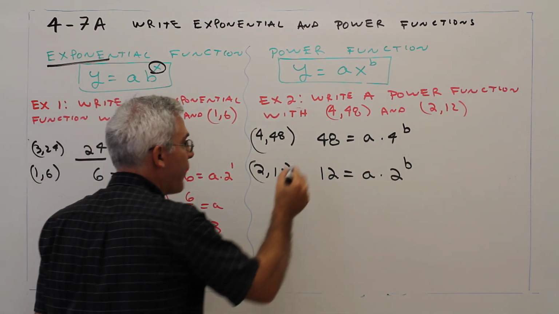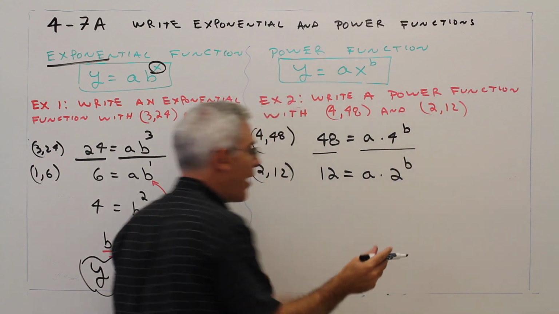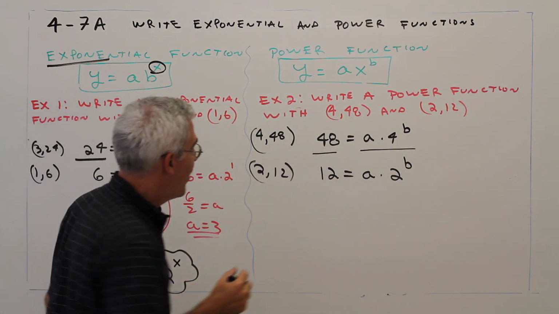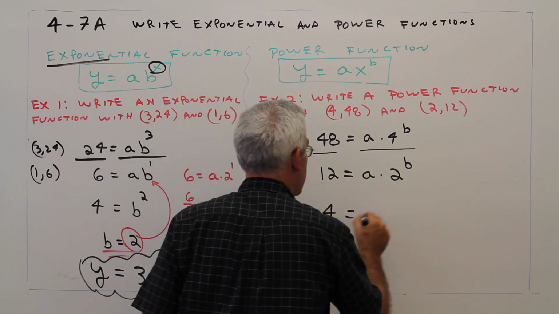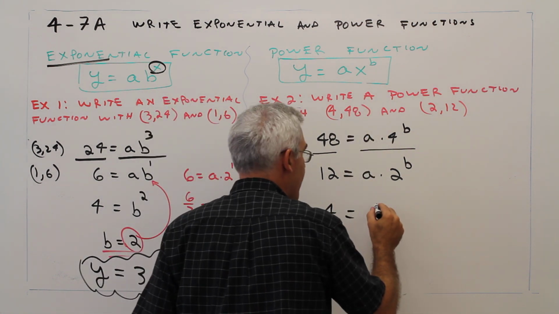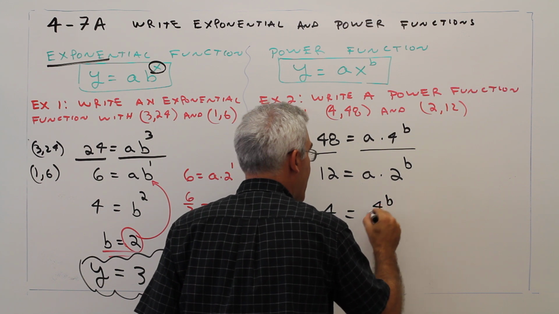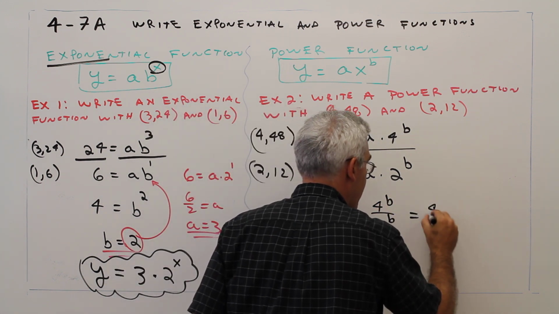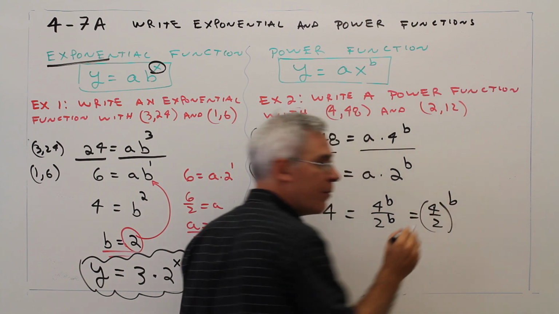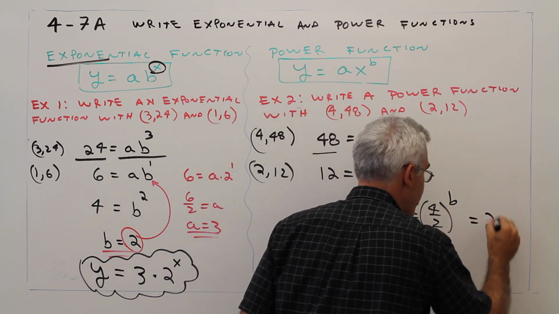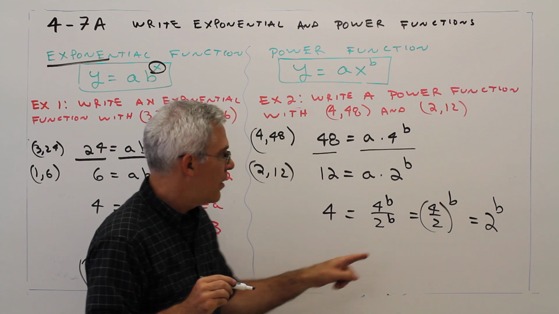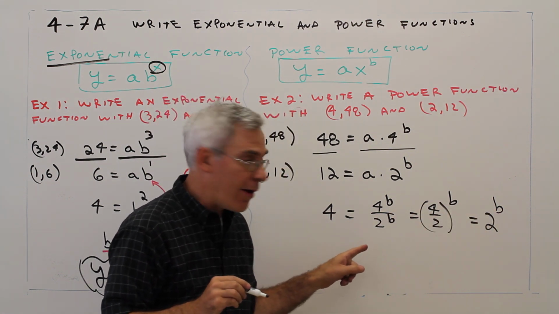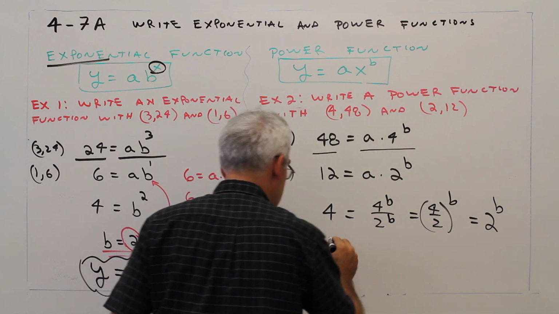Again, I'll divide the left side. I'll divide the right side. I made these problems friendly, so we don't need a calculator. 48 divided by 12 is 4. A's cancel, so I'm going to get 4 to the b over 2 to the b, which is the same as 4 over 2 to the b, which is 2 to the b. So 2 to what power is 4? Well, 2 squared. So I know that b is 2.